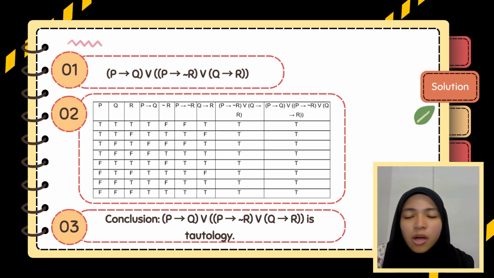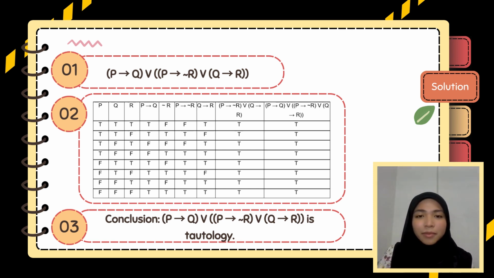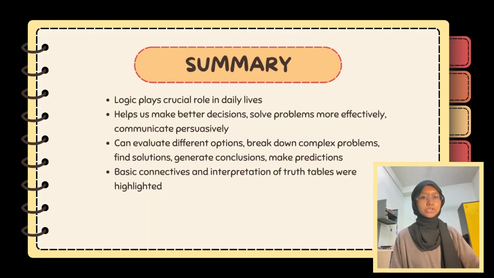For the last column, we have if P then Q, or if P then negation R, or if Q then R. If the values for the three compound statements are false, then it is false. Other than that, it is true, even though two of the three compound statements are false. So, for step 3, we can conclude that if P then Q, or if P then negation R, or if Q then R is a tautology. To conclude, logic plays a crucial role in our daily lives.